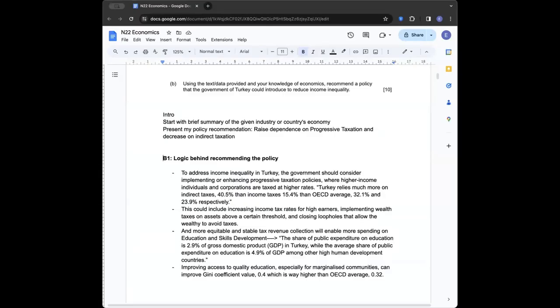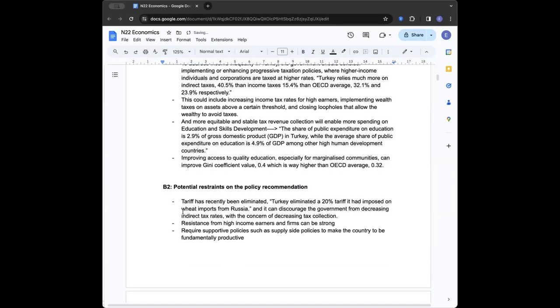So it's going to enable the government to spend more on education and skill development, since the country has too low investment on education compared to other countries. As the quote proves, the country is in great need of increasing investment on education. And this is going to be closely related to improving inequality. Ultimately, improved access to quality education, especially for marginalized communities, is going to improve productivity and raise income. So it can contribute to decreasing the Gini coefficient value, which is way higher than the OECD average.